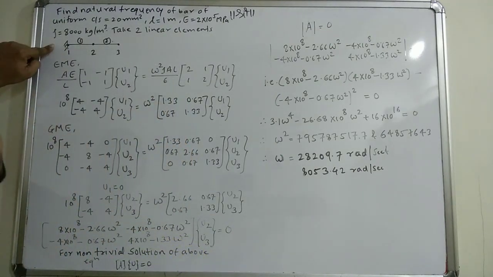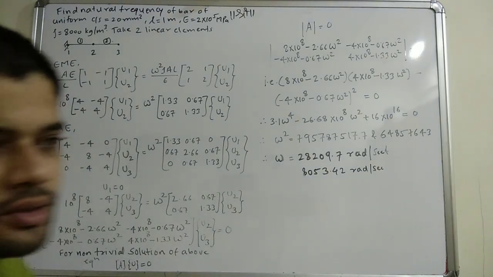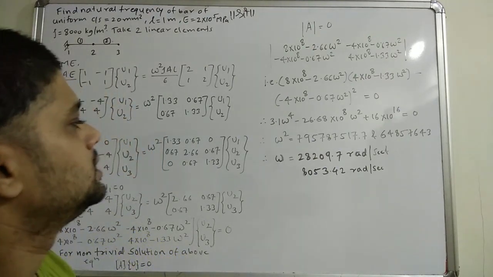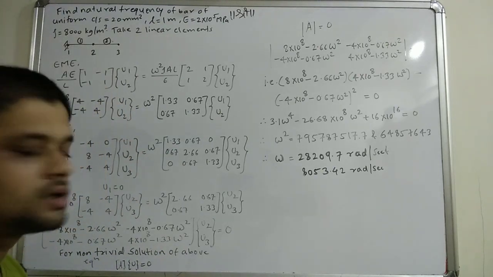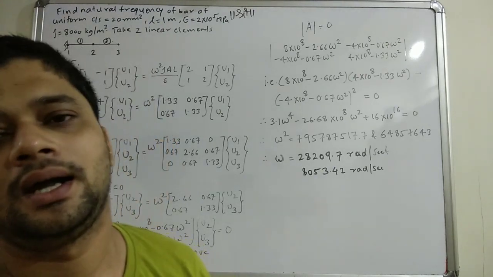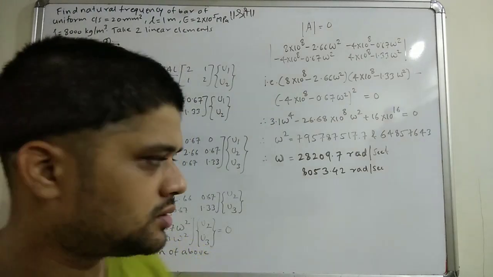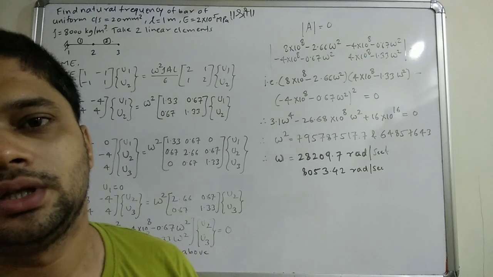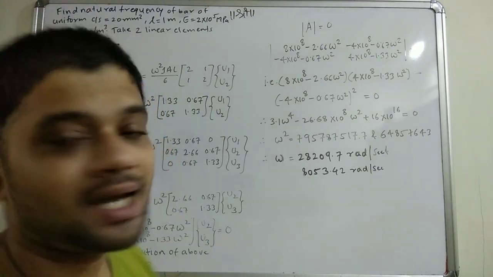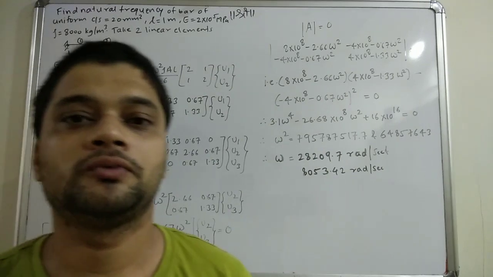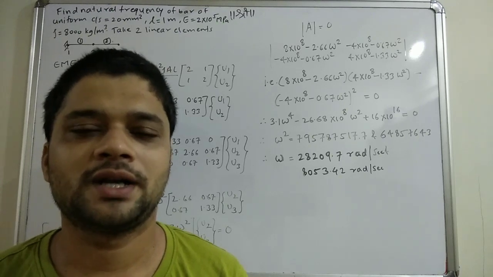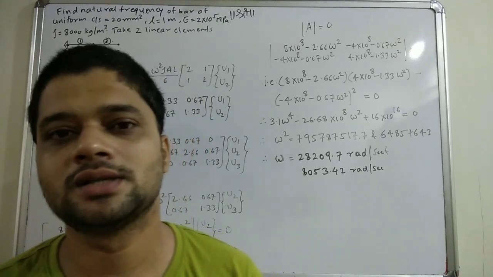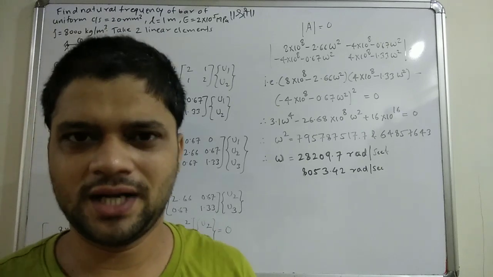So if I am considering two elements, then I would have a matrix order of 3 by 3, which is the global stiffness matrix order along with the mass matrix order. Since they haven't specified which type of mass matrix to be used, remember we have two types of mass matrices. One is the consistent mass matrix and the other is the lumped mass matrix.